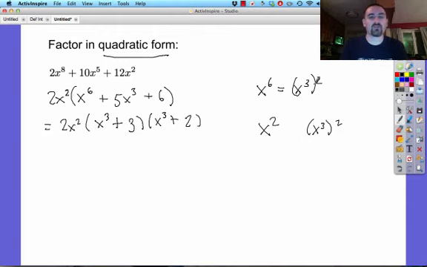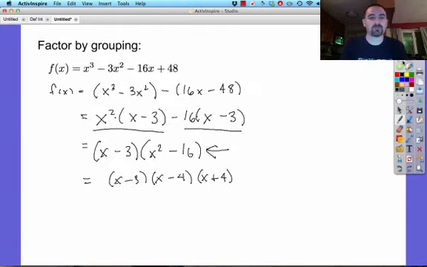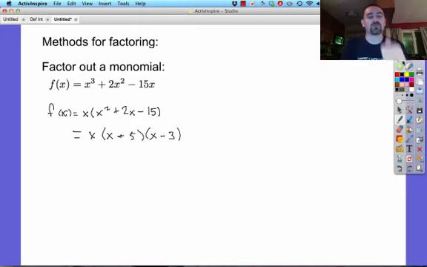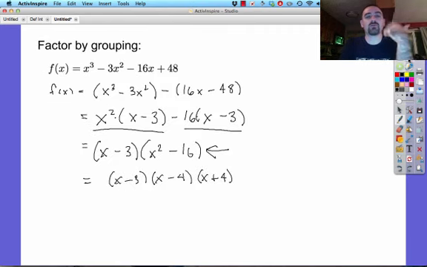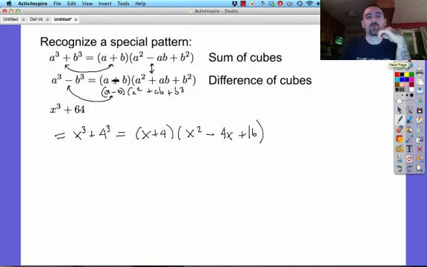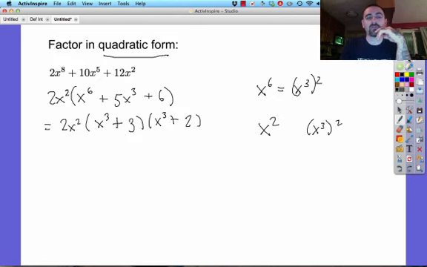Okay, so we've got our four methods here. In fact, first of all, we always look to try to factor out a monomial. This is the easiest, so if we can do this, we start here. Next thing, we think about factor by grouping. We'll do some practice with this one. Then recognizing one of these new special patterns, and factoring something that is not a quadratic, but we can kind of make look like a quadratic.